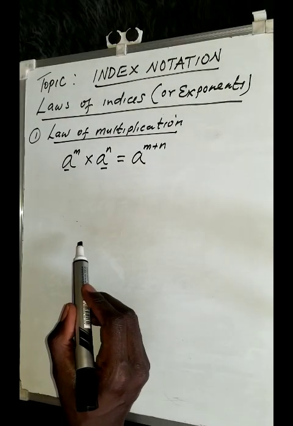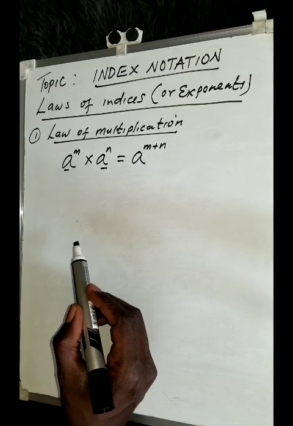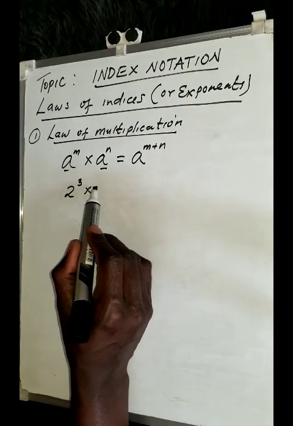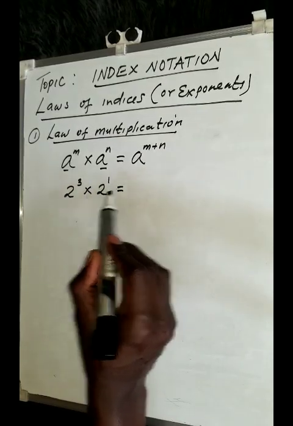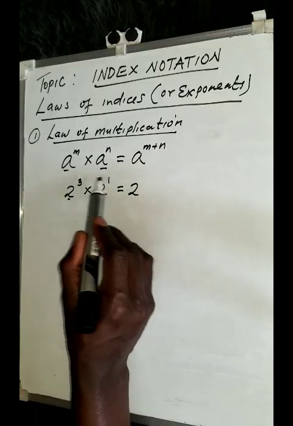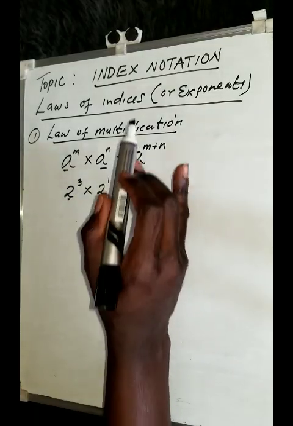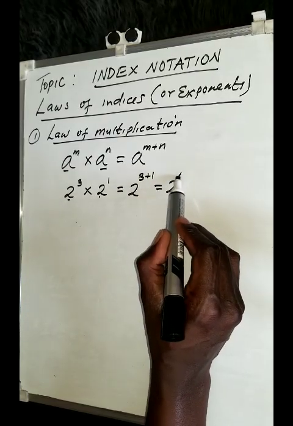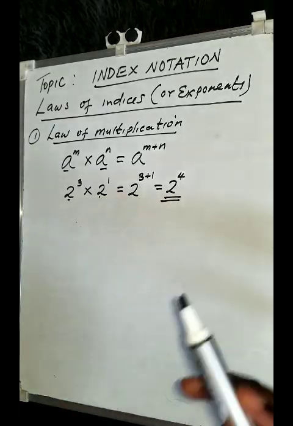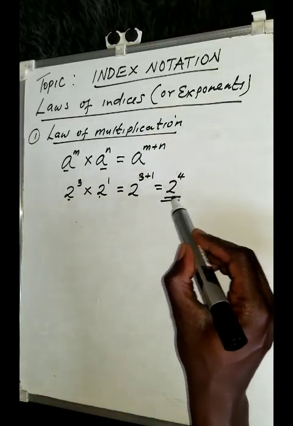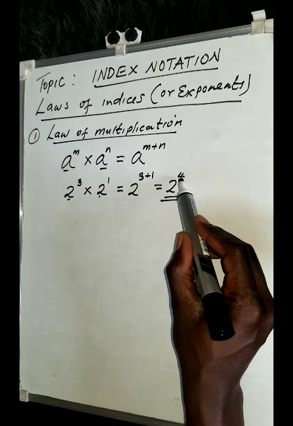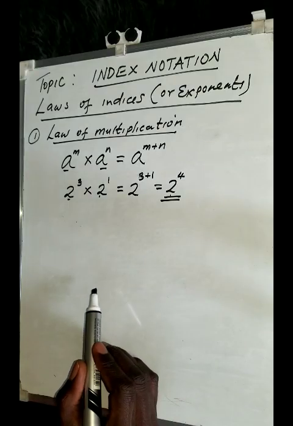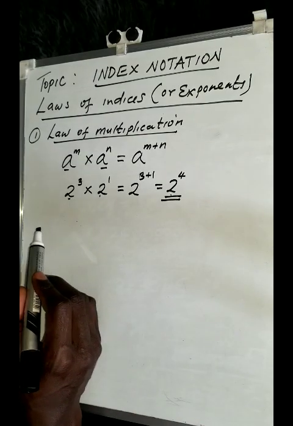Now, what do I mean when I say that? It simply means that, for example, if I've got 2 raised to the power 3 multiplied by 2 raised to the power 1, because the bases are the same, you get the base, then you just add the powers. So it is going to be 3 plus 1, which is equal to 2 raised to the power 4. If the question says evaluate, then you need to find the actual value of 2 raised to the power 4, which means you multiply 2 four times. That is what you need to remember.